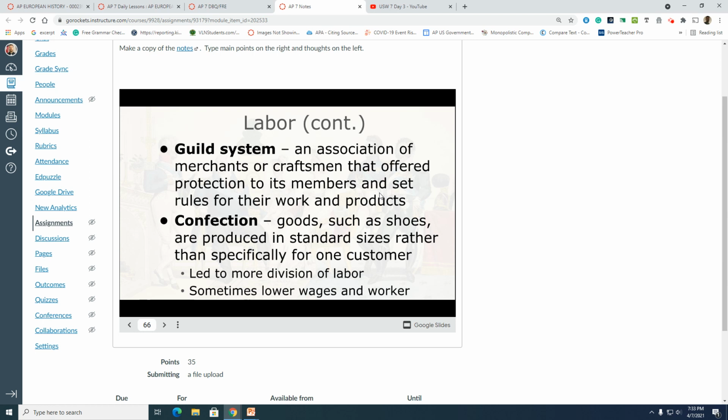Confection, goods such as shoes that are produced in standard sizes rather than specifically for one customer, became more popular because of the mass production, the specialization. They could make the products cheaper, which of course meant more people could afford them, which meant that there was a higher standard of living. People suffered through maybe having a shoe that was a little bit too small or too big because it meant that they could actually go out and buy a new pair every year, for instance.